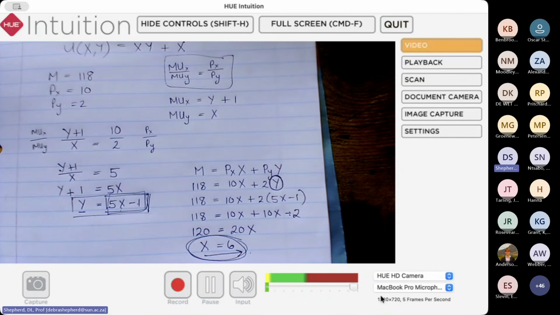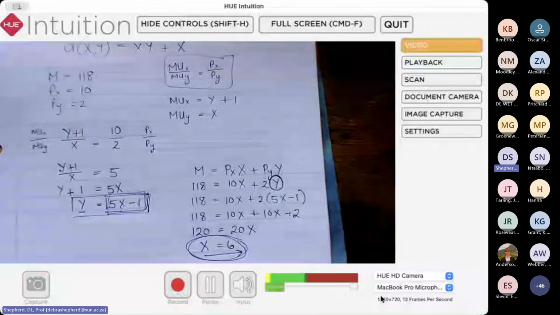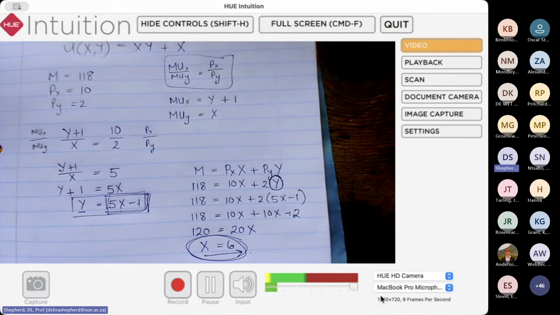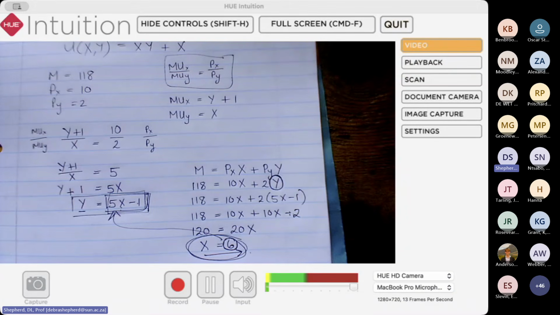But then how do I get my value of Y? I sub that 6 back into that function Y equals 5X minus 1. So if X is 6 at the consumer's equilibrium, then Y is going to be 5 times 6 minus 1, which is going to be 29. So what I've done is I've solved for the consumer's best optimal choice of X and Y, and they're going to end up consuming 6 X and 29 Y in equilibrium.